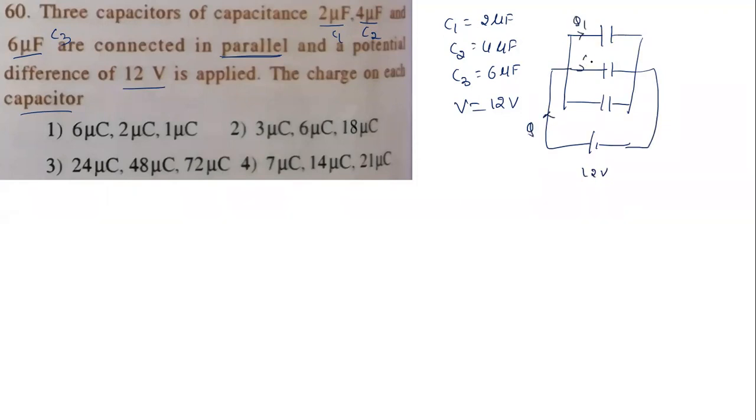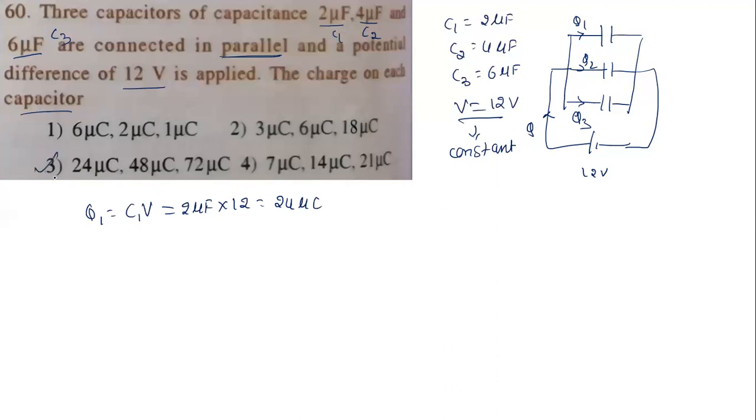Here the total charge is Q, and the charges on the capacitors are Q1, Q2, and Q3. What is constant here? Voltage remains constant. That is not going to change at all, right? Since voltage is constant, the charge on the first capacitor is Q equal to C1 into V. C1 is 2 microfarad, V is 12, so it will become 24 microcoulomb.